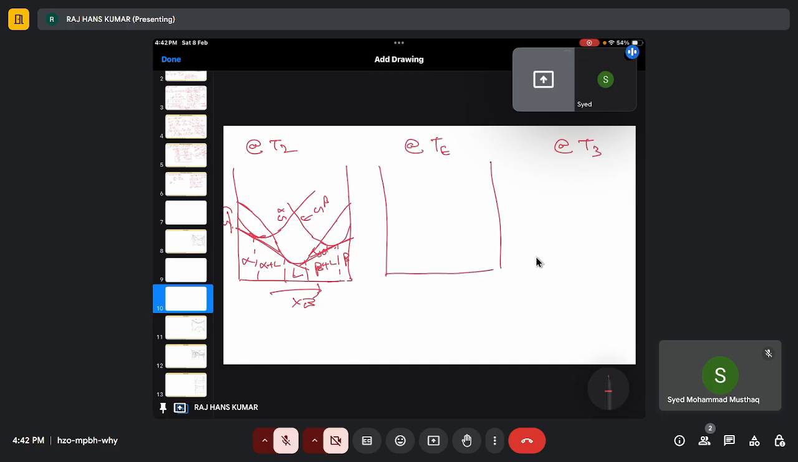Now, what will be at eutectic temperature? So this is my G. This is my XB, mole fraction of B. How do they look like? Right. So let's draw it slowly so that you can understand.